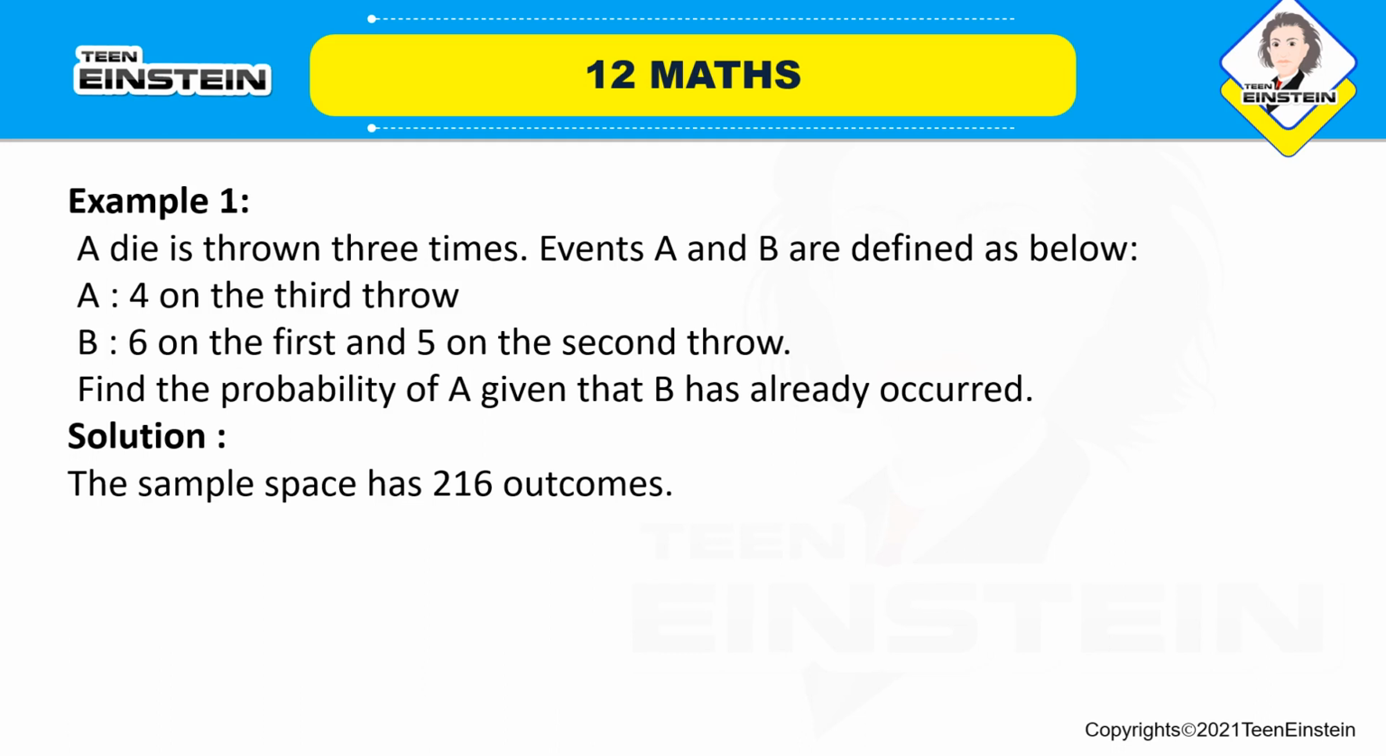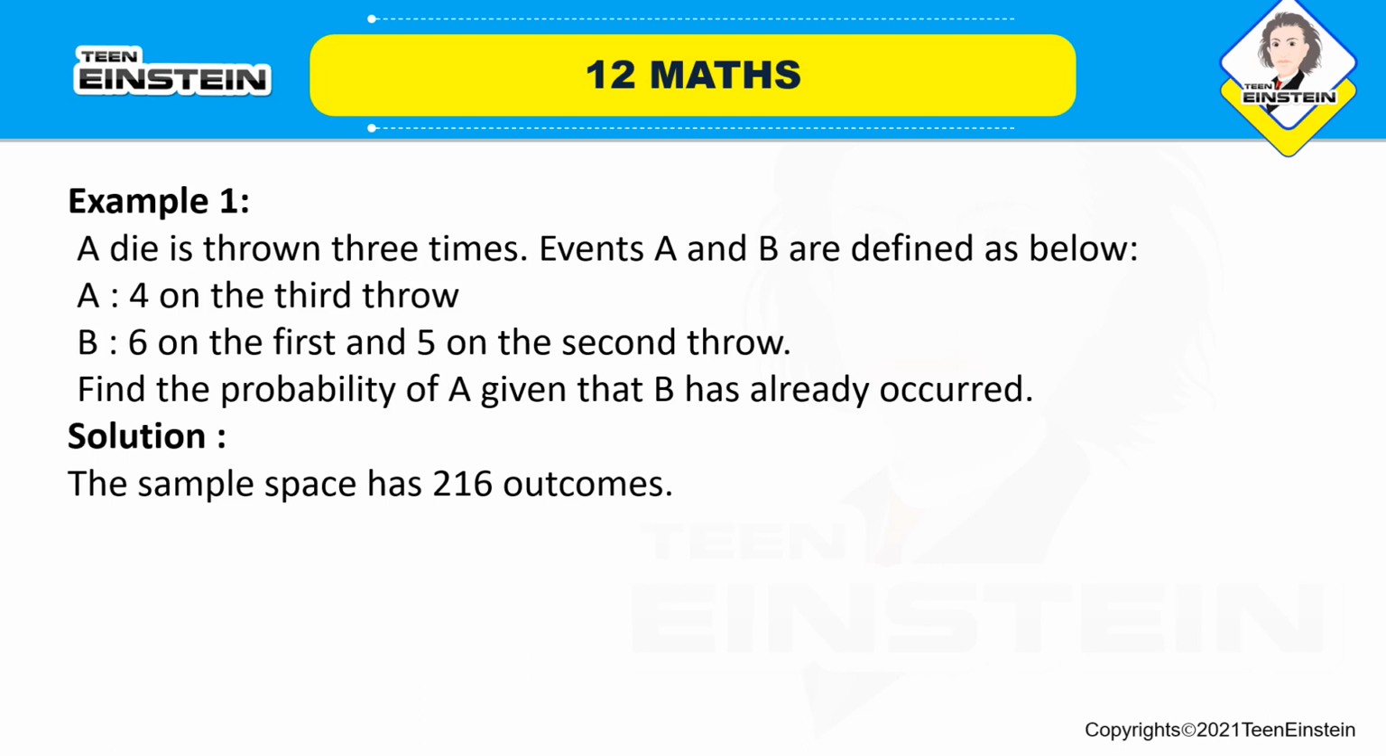Example 1: a die is thrown 3 times. Events A and B are defined as below. Here the die is thrown 3 times, so it's an experiment of throwing a die. That is the random experiment. What are the events happening? There are 2 events happening, one is A and another one is B. Those events are defined. What is A? A is getting 4 on the third throw.